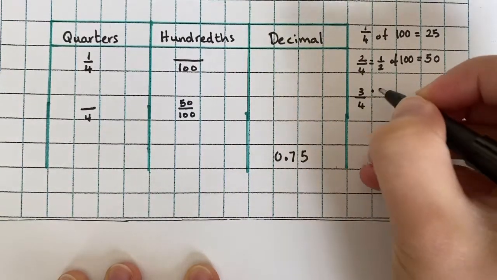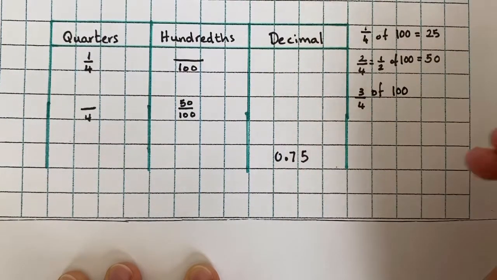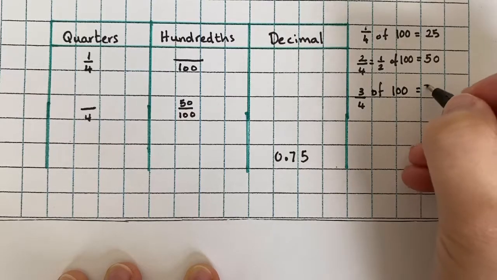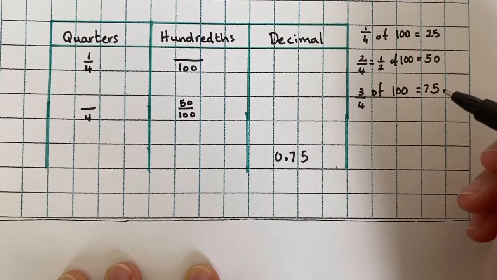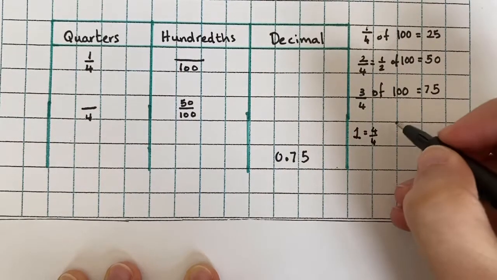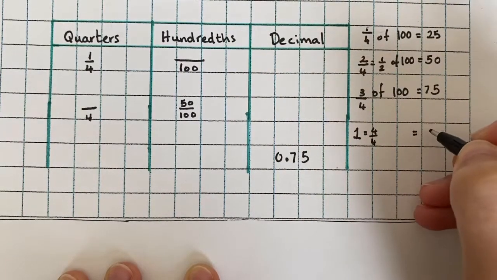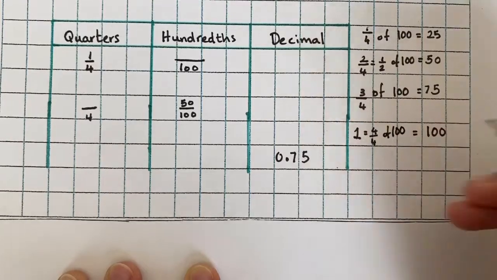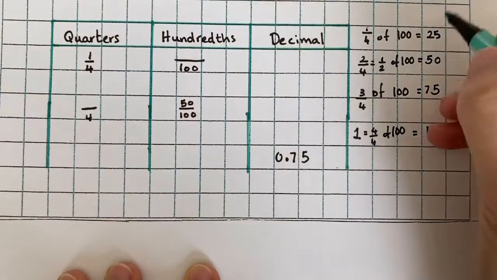What about 3 quarters? What do you think 3 quarters of 100 is? Yes, it's 75. So you've got 25, 50, 75. What comes next? What's the whole? 1 whole of 100: 25, 50, 75, 100. It's really important you know these facts.